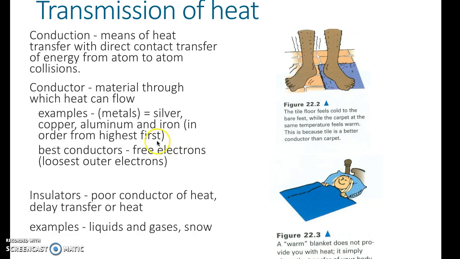And as a conductor, we use aluminum, copper, and iron cookware on our stoves because they conduct heat easily. They allow the flame or the hot electric grating that the pan is sitting on to transfer that heat into the food that you're trying to cook.